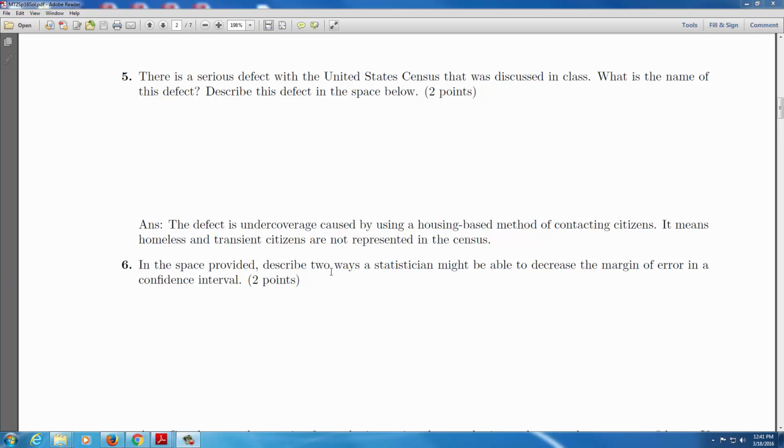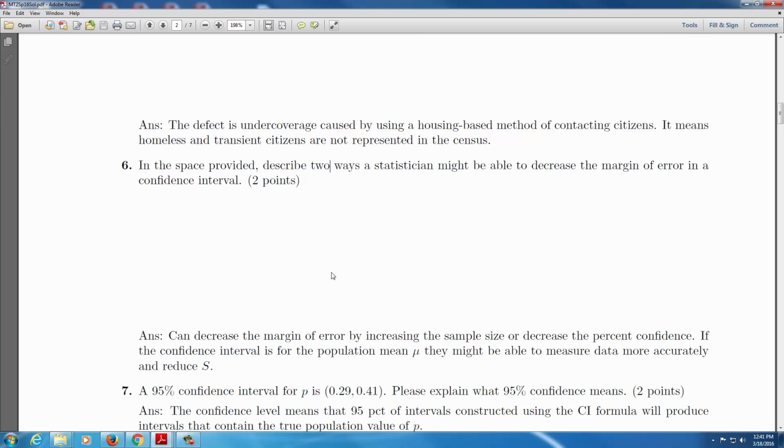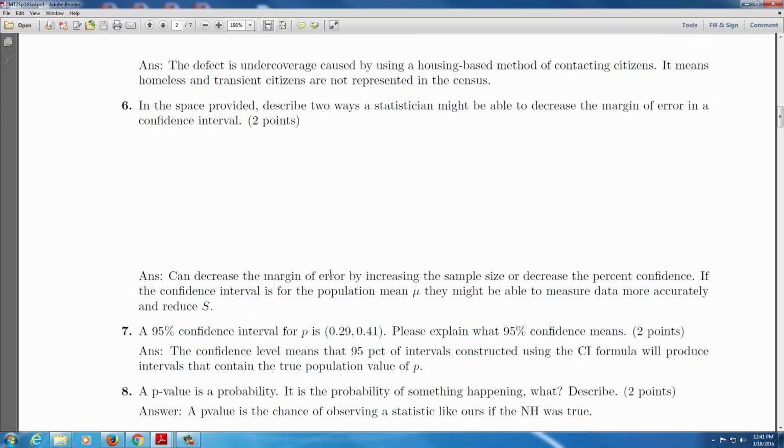In problem 6, I wanted you to talk about the ways to reduce margin of error. That's the plus or minus part of the confidence interval, and you can reduce that by having more data, by having a lower level of confidence. 90% confidence has a narrower, smaller margin of error than, say, 95 does.